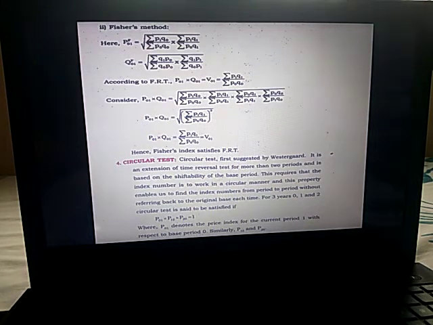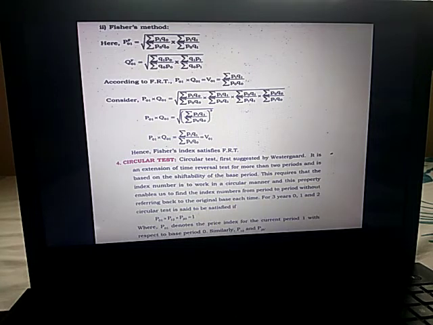So consider P01 into Q01. We'll multiply both of those terms, and then on simplifying we'll get summation P1 Q1 divided by summation P0 Q0, which is nothing but V01. So therefore Fisher's index satisfies factor reversal test. The next test is the circular test.